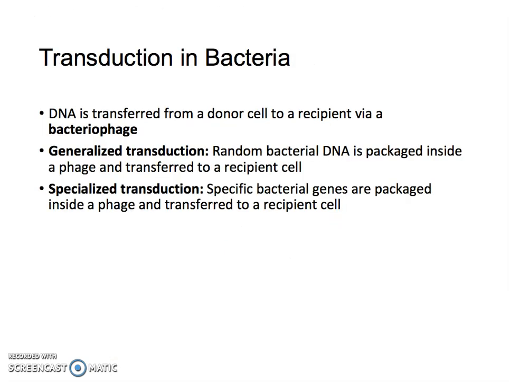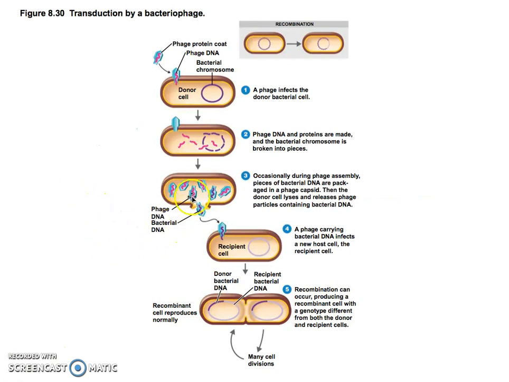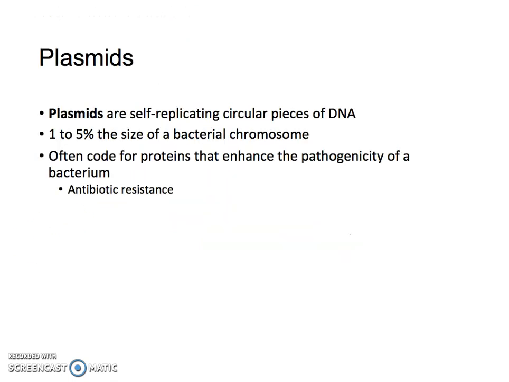Transduction in bacteria: DNA is transferred from a donor cell to its recipient cell via a bacteriophage, or a virus. In generalized transduction, random bacterial DNA is packaged inside a phage and transferred to its recipient. Whereas in specialized transduction, specific bacterial genes are packaged inside the phage and transferred to the cell. So this is the transduction by phage. We are going to spend more time with this when we get to chapter 13, which is the bacteria chapter.